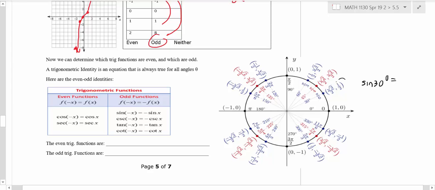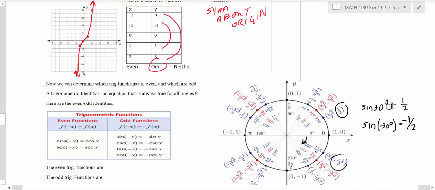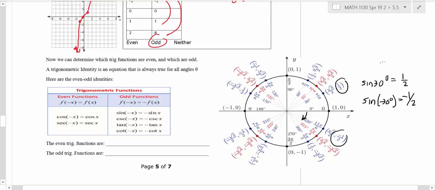What would be the sine of 30? That would be a half. What would be the sine of -30? Just look at my unit circle. You would go clockwise, so that would be -1/2. Now, does that follow an odd function pattern or an even function pattern? Not even. When I have opposite x, I got opposite y. That's odd. That right there shows you that you have an odd function.